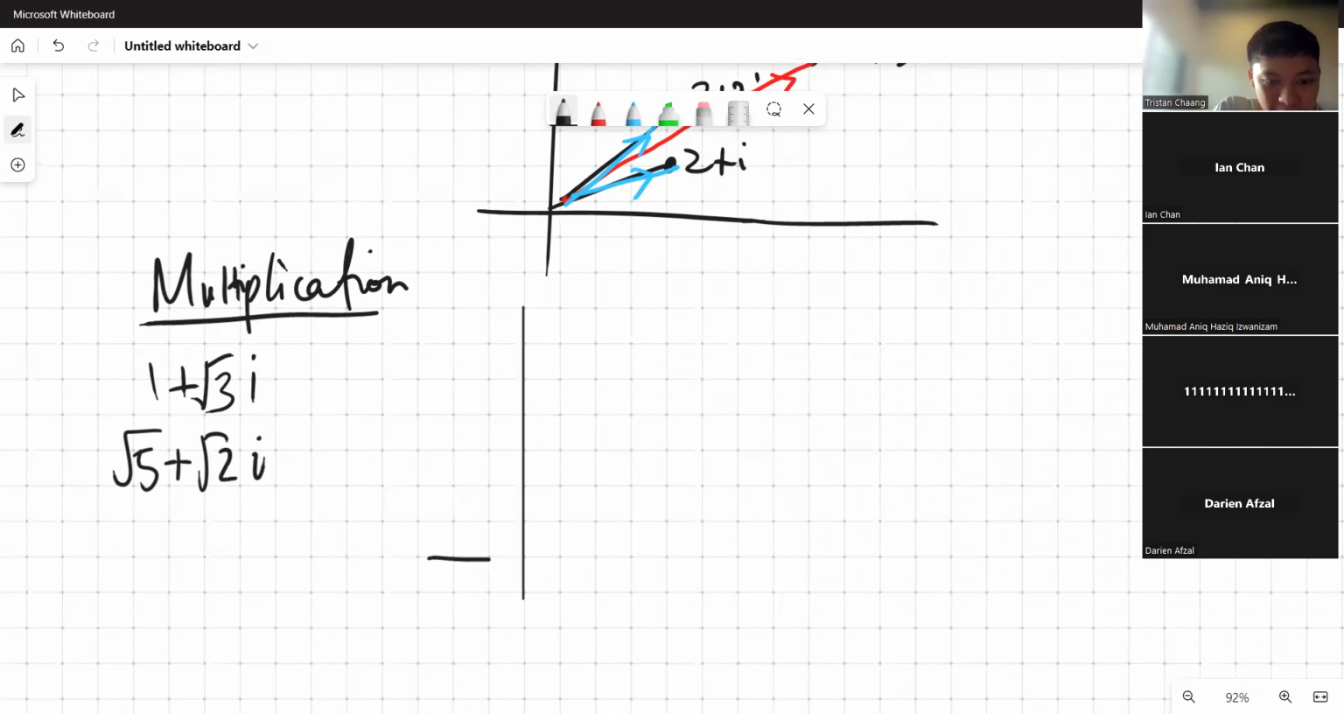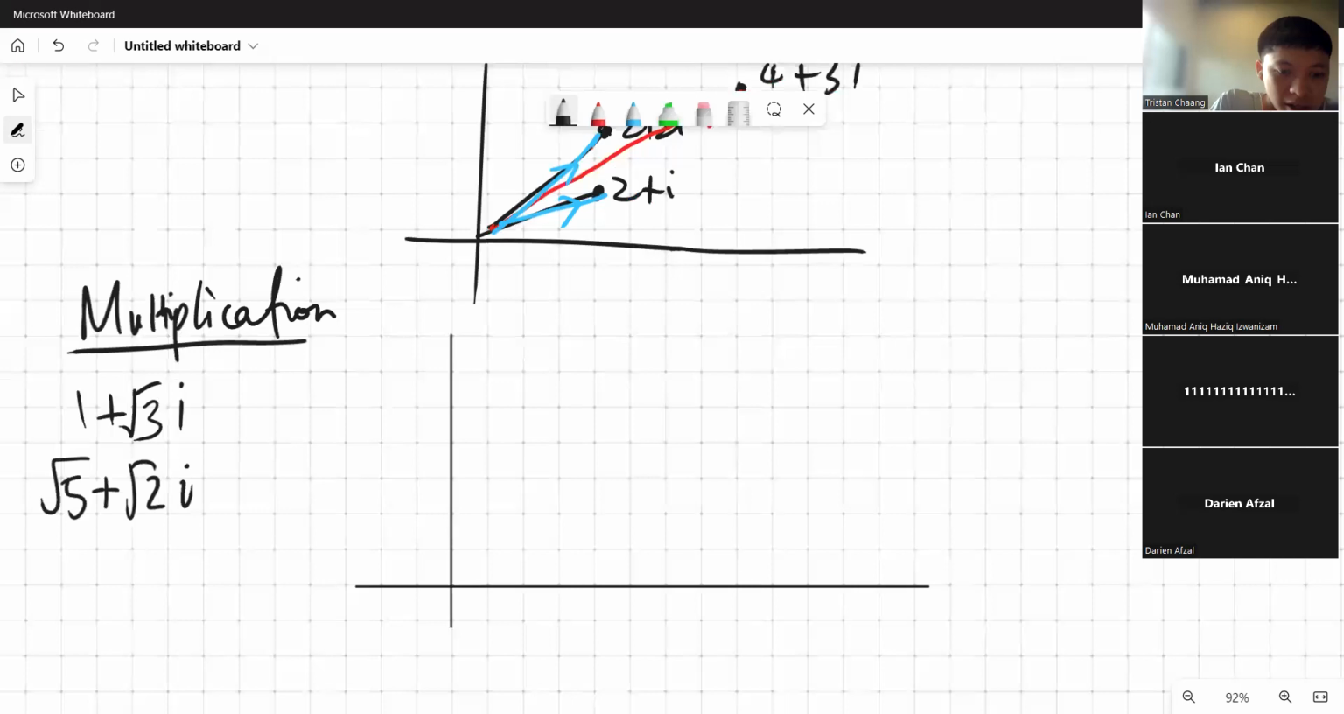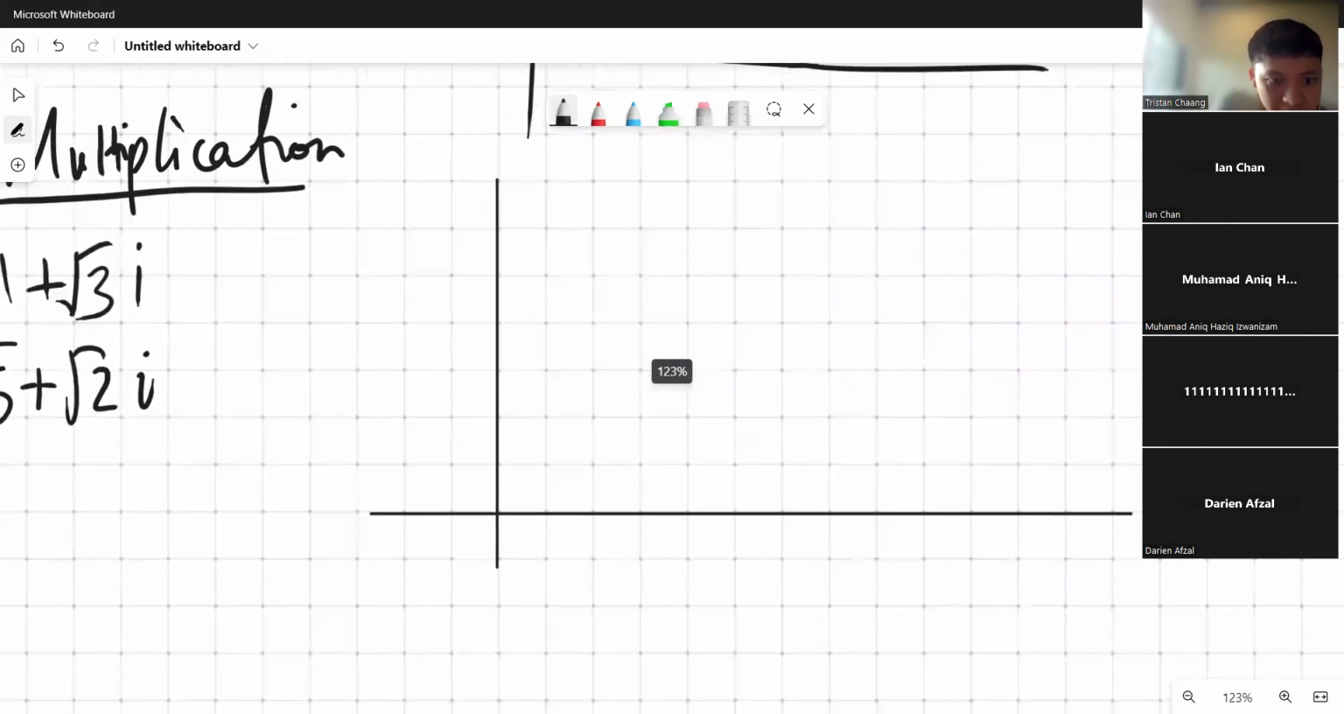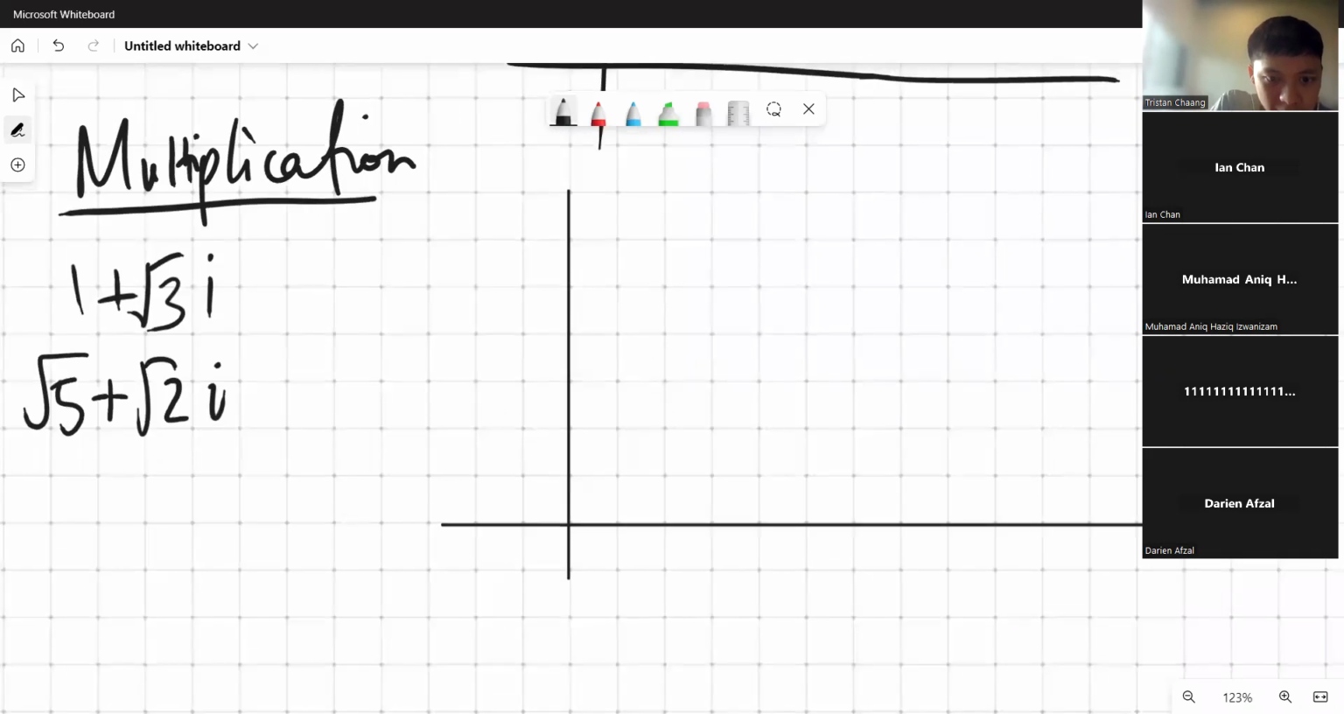Yeah, I think I can just draw like that. I won't touch the negative part. So 1 plus square root 3 is somewhere here. If I draw an arc here, square root 3 is somewhere there, right? 1 plus square root 3. Okay. Square root 5. I know square root 2 is about 1.414, so that's somewhere here.